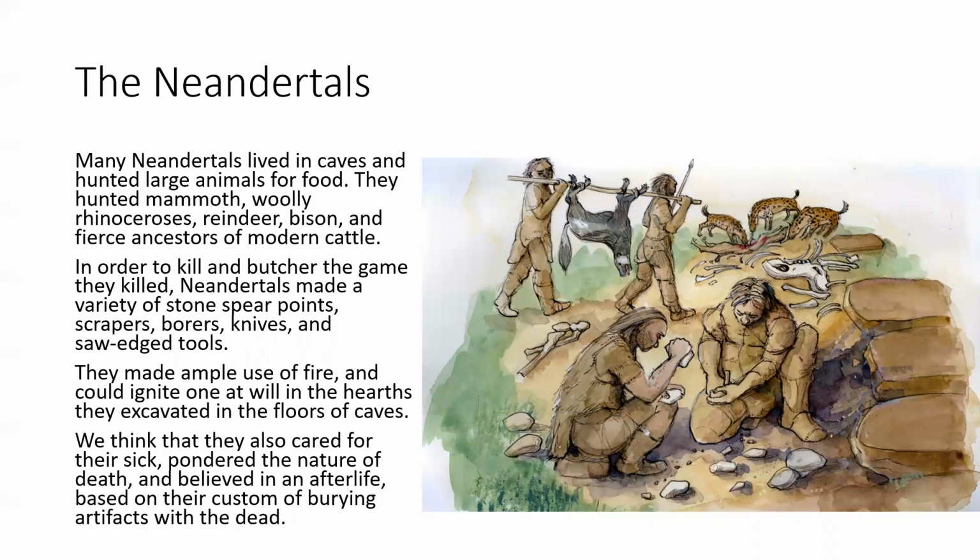As I said, Neanderthals were very smart. They had a lot of human culture like we would think of today. They did live in caves just like Homo sapiens did, and they hunted large animals for food, like mammoth, woolly rhinoceroses, reindeer, bison, and so on. In order to kill and butcher the game they killed, they had a variety of stone spear points, scrapers, knives, saw-edged tools. They made ample use of fire and could ignite one at will at the hearths that they excavated on the floor of caves.